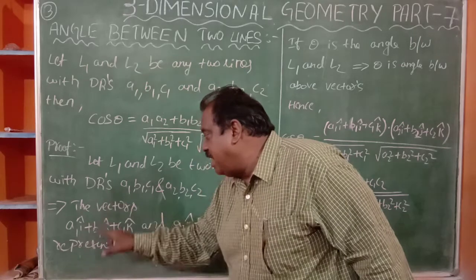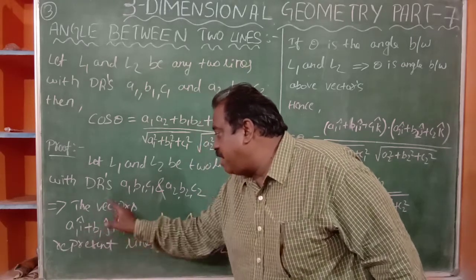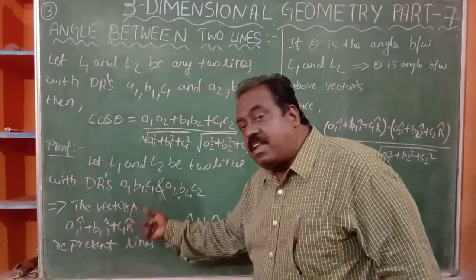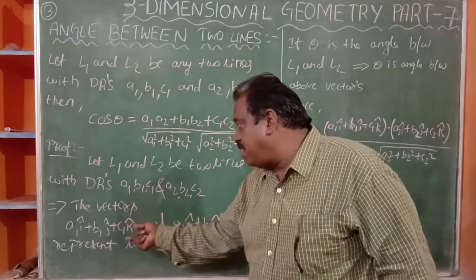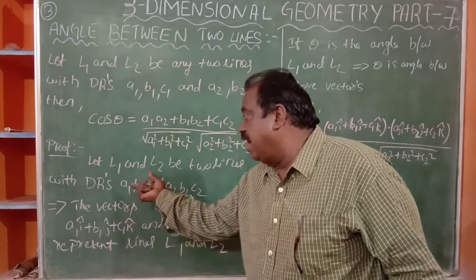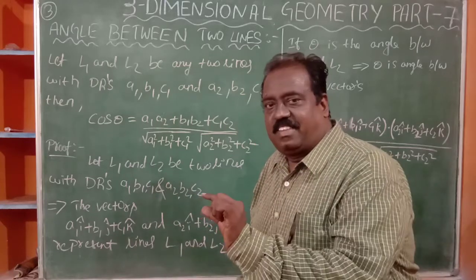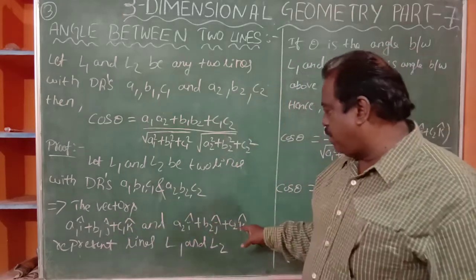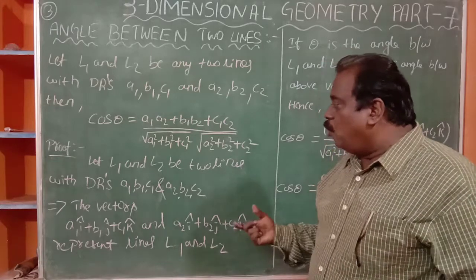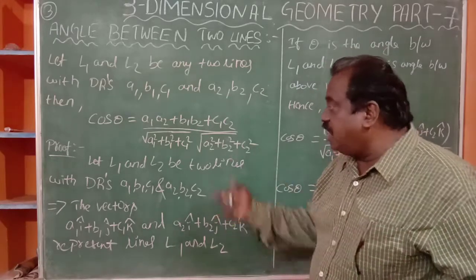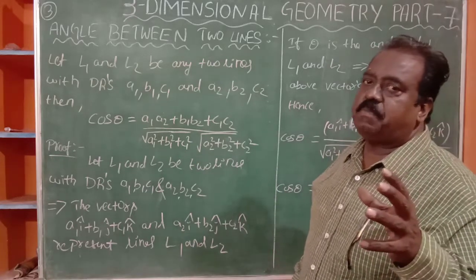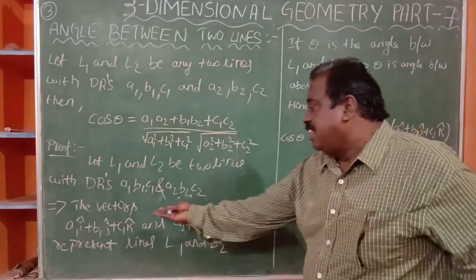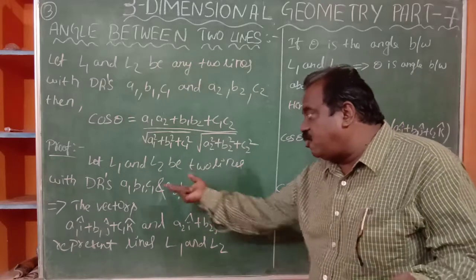You see there: A1 i plus B1 j plus C1 k, where A1, B1, C1 are the scalar components of the vector. Those numbers are nothing but the DRs of the L1 line. That is simply a vector with components like that. The second line is A2 i plus B2 j plus C2 k. Now these two vectors represent the two given lines. In the statement the lines are given with DRs, and we are making them into vectors.